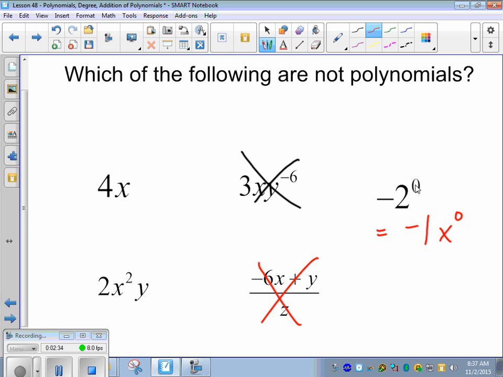If this were a negative exponent, then it would be no good. Actually, that's sort of tricky. We'll make sure there's no tricky ones like this in your homework. We'll go over it together. But this one actually is a polynomial. These two with the negative exponents are the only ones that are not polynomials.